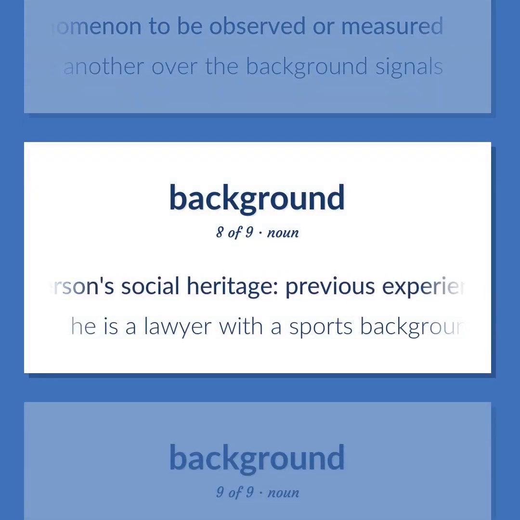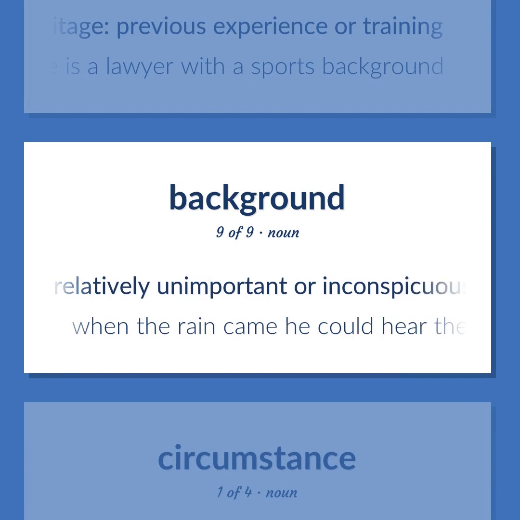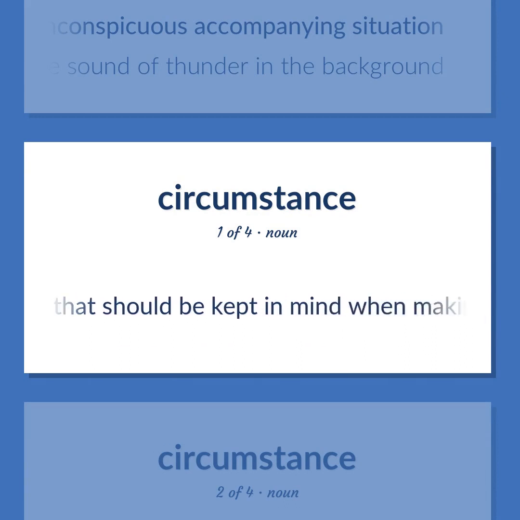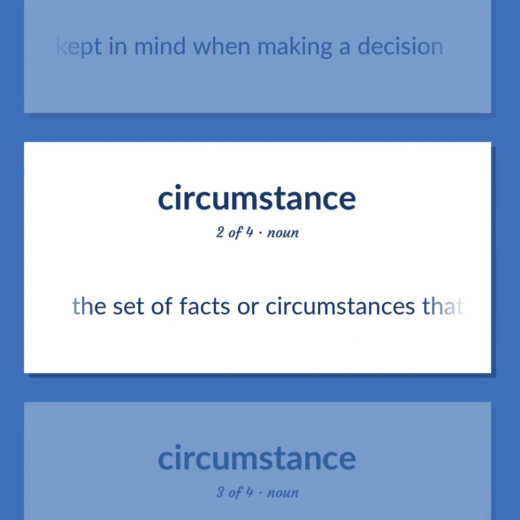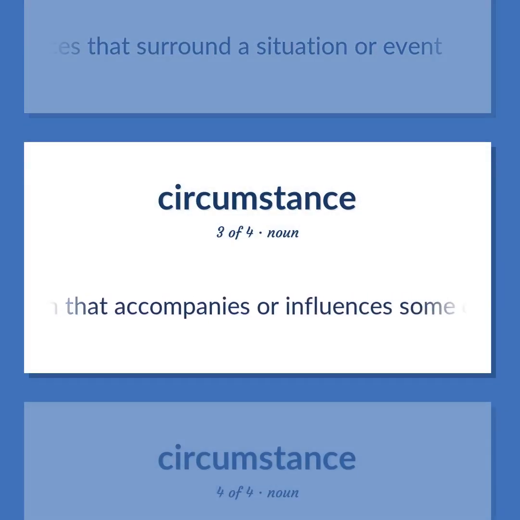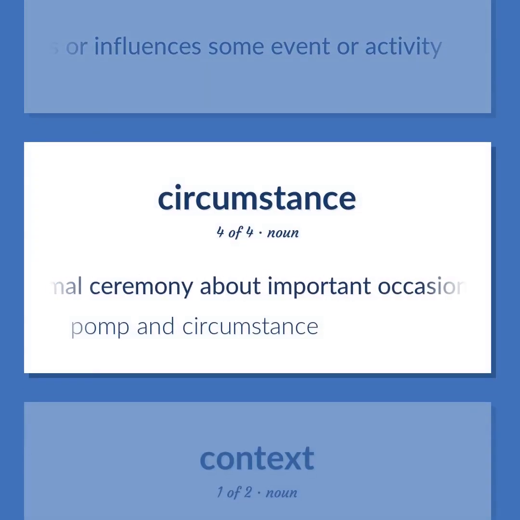A person's social heritage, previous experience or training. He is a lawyer with a sports background. Relatively unimportant or inconspicuous accompanying situation. When the rain came, he could hear the sound of thunder in the background. Information that should be kept in mind when making a decision. The set of facts or circumstances that surround a situation or event. A condition that accompanies or influences some event or activity. Formal ceremony about important occasions. Pomp and circumstance.